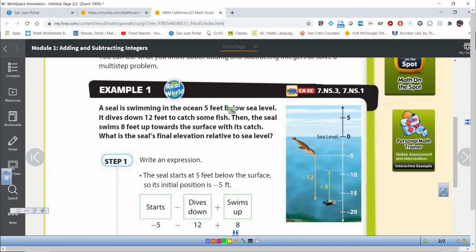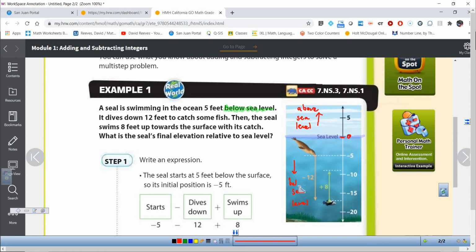So let's talk about below sea level. All right, so right here is sea level. That is the level of the water, right? The level of the water, and that is at 0 on the number line, okay? So that's elevation 0. Anything here in the positives would be above sea level, right? And anything down here is below sea level. Below sea level, okay?